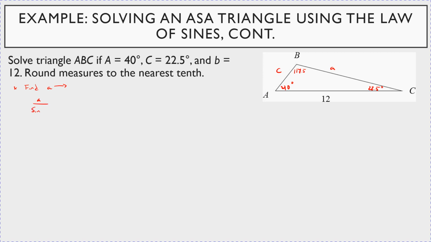So a over sine of A is equal to, well, I've got b and B here, so b over sine of B. All right, so finding a here, a is equal to b times sine of A over sine of B. So that's 12 times sine of 40 degrees over sine of 117.5 degrees.